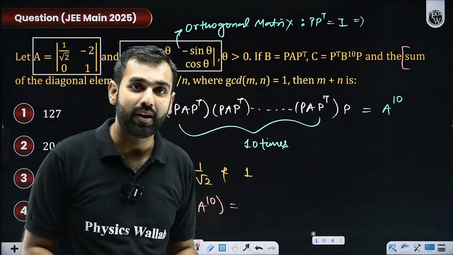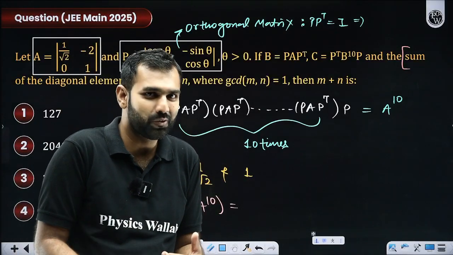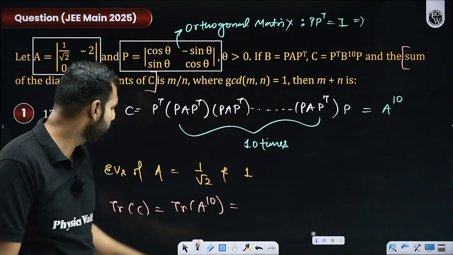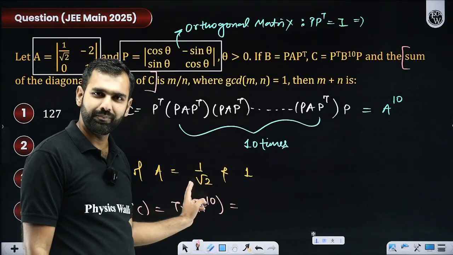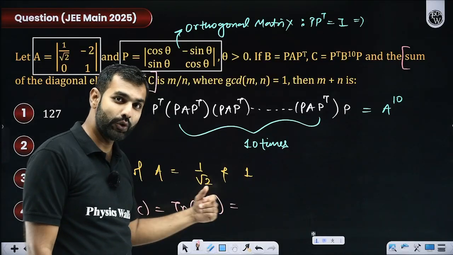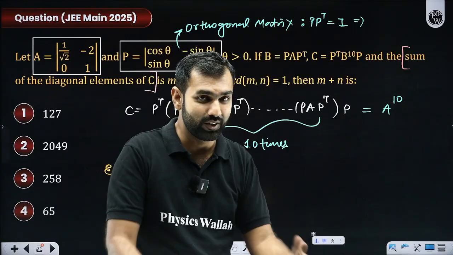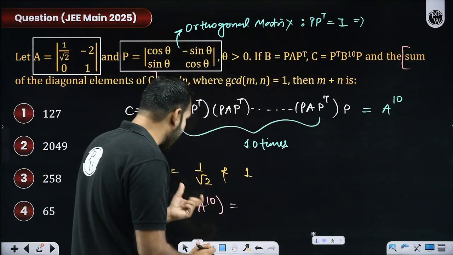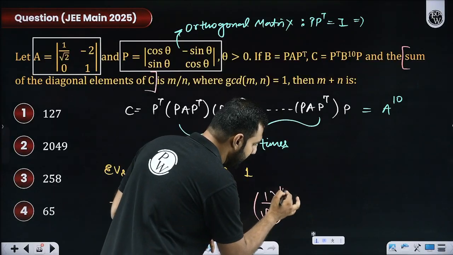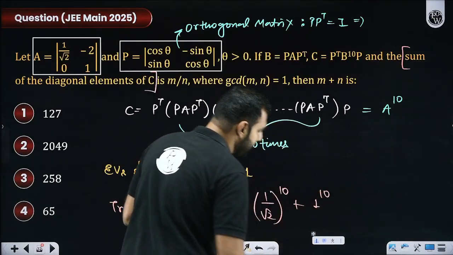Trace of any matrix is the sum of its eigenvalues. But sir, we don't know the eigenvalues of A to the power 10. But I think you know the eigenvalues of A. If you know the eigenvalues of A, don't you know the eigenvalues of A to the power 10? Did we not discuss that property? Eigenvalues of A to the power 10 will be (1 by root 2) to the power 10 plus 1 to the power 10. Yes or no?